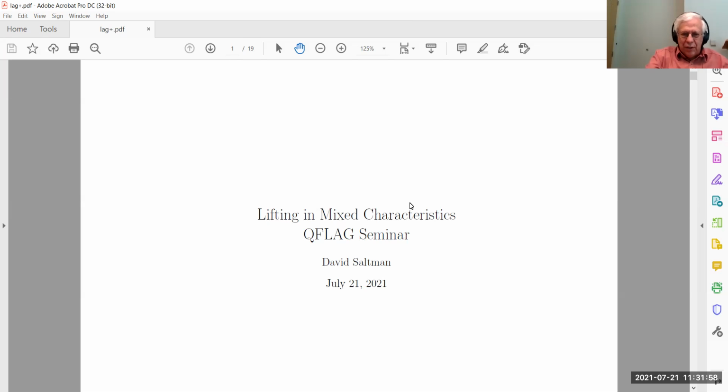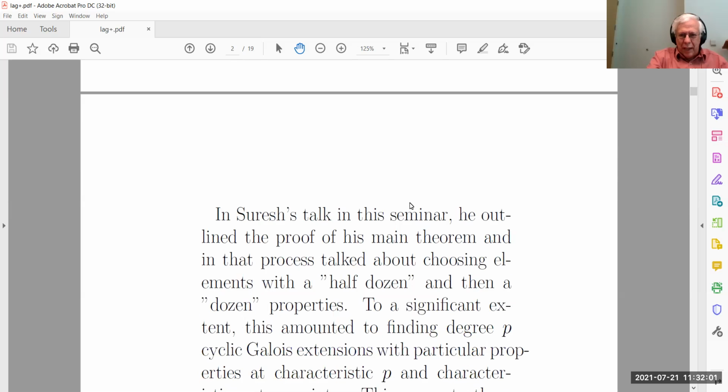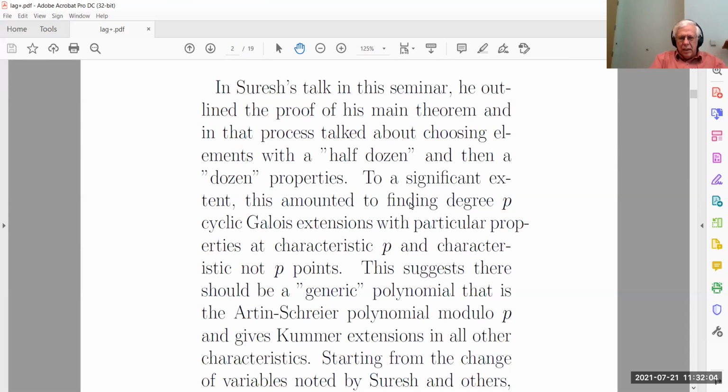Lifting and mixed characteristics. So let me start off with my abstract because it's easier to do that. In, I believe it was May, Suresh gave a talk about H3 of function curves over global fields. And in the talk, I remember clearly, he had to choose elements, but really what he was doing was specifying cyclic extensions of degree P with various properties. In the first case, a half a dozen properties, and in the second case, a dozen properties.